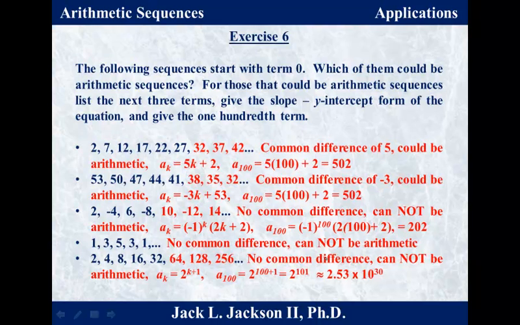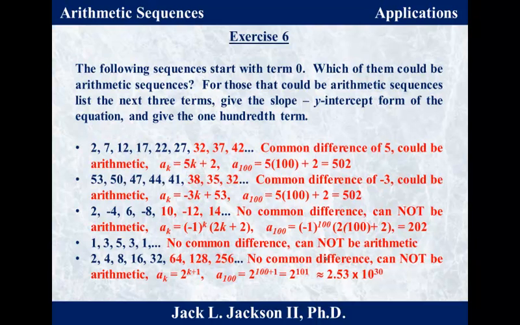Well, the first one does have a common difference of 5. 2 plus 5 is 7, 7 plus 5 is 12, 12 plus 5 is 17, 17 plus 5 is 22, 22 plus 5 is 27. So we're adding the same amount each time. Of course, you find that by subtracting. 7 minus 2 to get to 5. 12 minus 7 is 5. 17 minus 12 is 5, and so forth. So since this has a common difference of 5, that is the slope, we can continue to add 5 each time to get the next 3 terms, 32, 37, and 42.